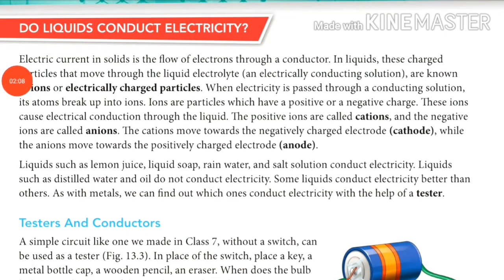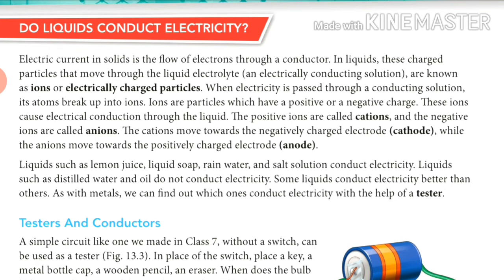Now our next topic is, do liquids conduct electricity? Here is one question, what is the meaning of anion and cation, anode and cathode? In any liquid substance, there should be ions, right? They are called charged particles. The liquid is called an electrolyte. If there are charged particles, then electricity can pass through it. So what are charged particles?